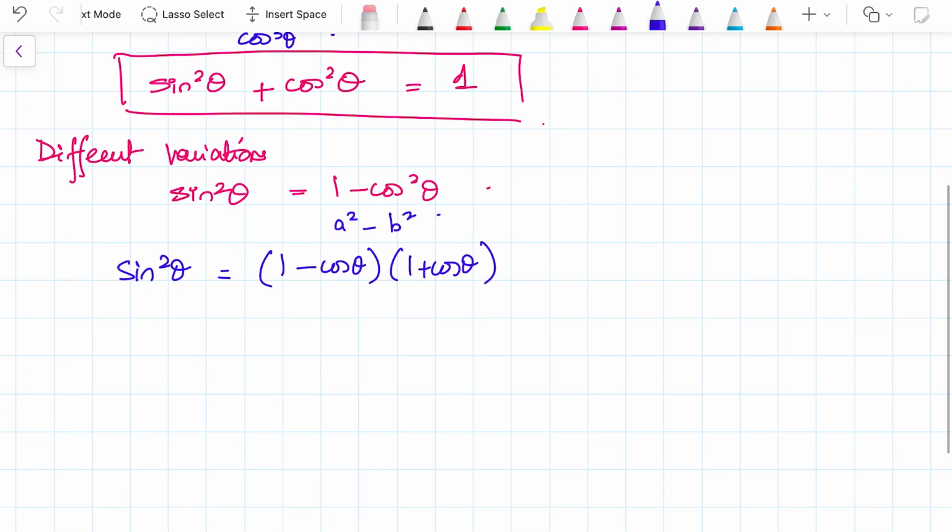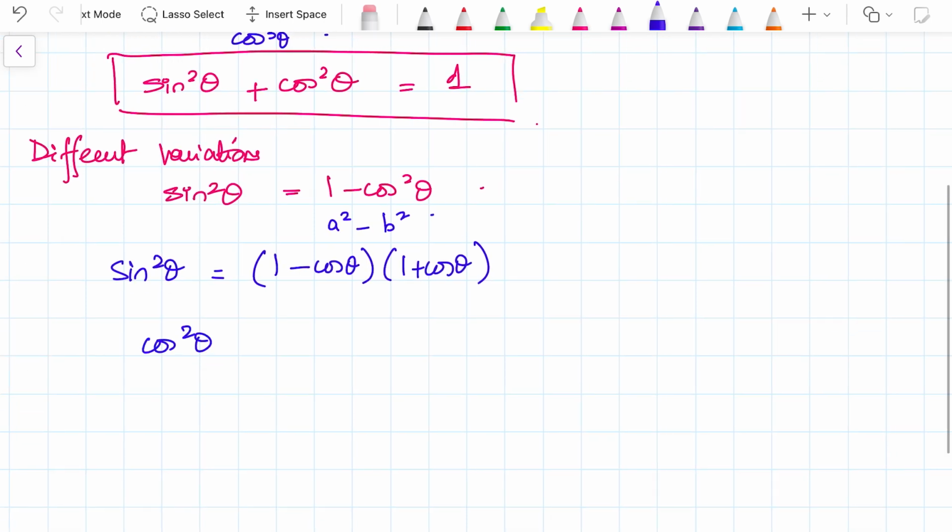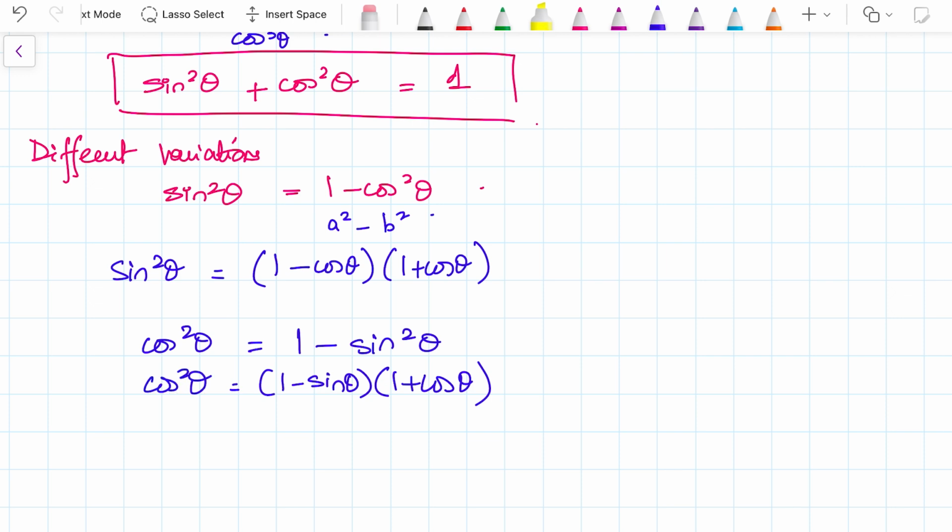Now another variation is where we make cos square the subject: 1 minus sine square theta. Again we can open it up like (1 minus sine theta)(1 plus sine theta). So we need to know, this is the basic identity, one variation, second variation, third variation, fourth variation. So these variations are used on and off in the identities.